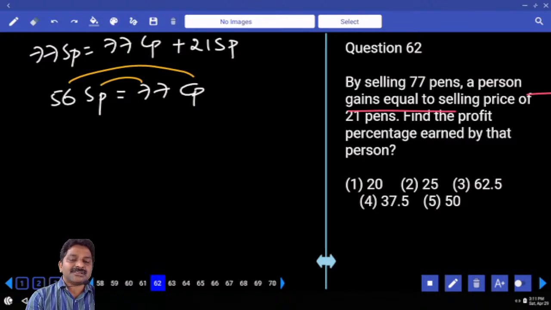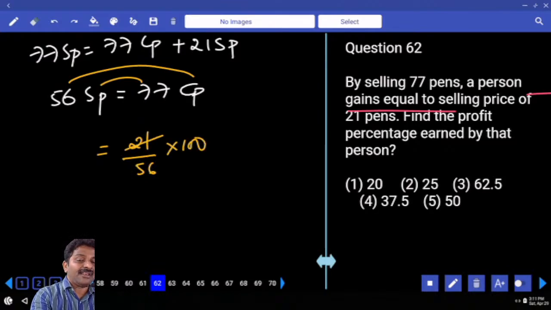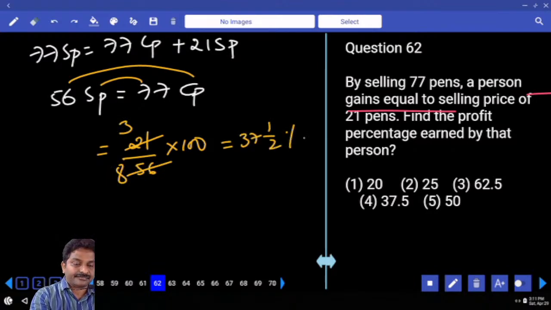Cost price 56, selling price 77. Do you have profit or loss? How much profit? 21 upon cost price, 21 by 56, that is 3 by 8. That's it. If the information is in number of articles, just go with rainbow.